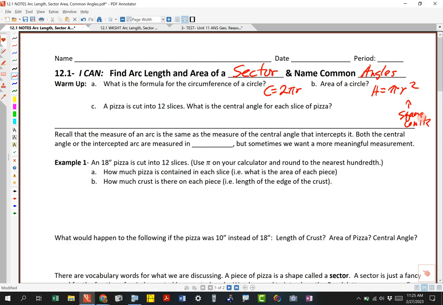Okay, and then the next question is a pretty easy one to figure out, I'm hoping. It says a pizza is cut into 12. We'll assume that they're equal slices. What's the central angle for each slice of pizza?